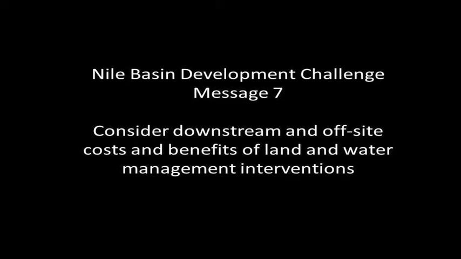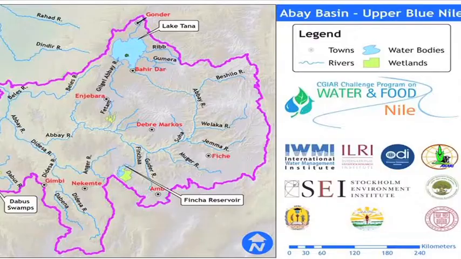This message asks us to consider the downstream as well as off-site costs and benefits of land and water management interventions. While the Nile Basin Development Challenge had several focused key sites across the basin in Jeldu, Diga, and Foggera, we also considered how interventions at these sites may produce benefits or disbenefits to users in the greater Abay Basin, from Lake Tana all the way down to the border with Sudan.